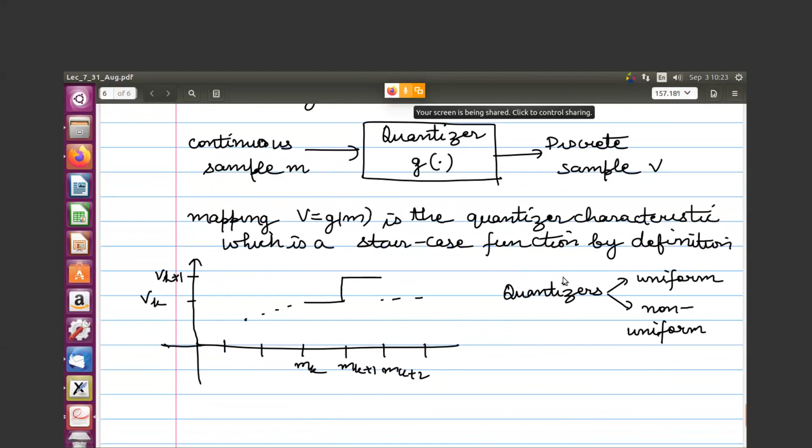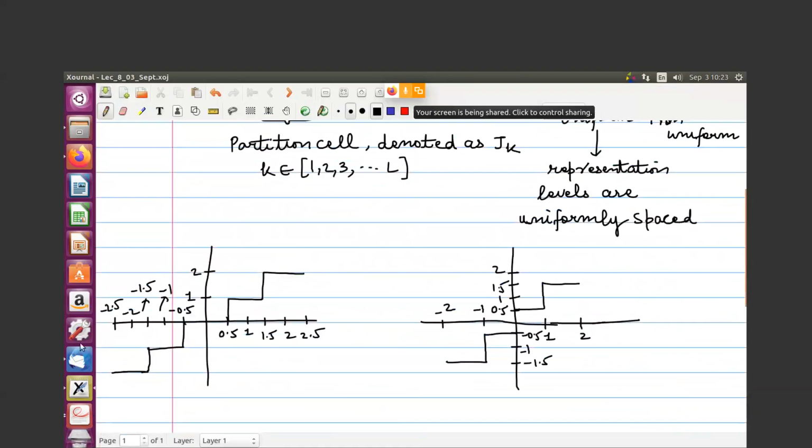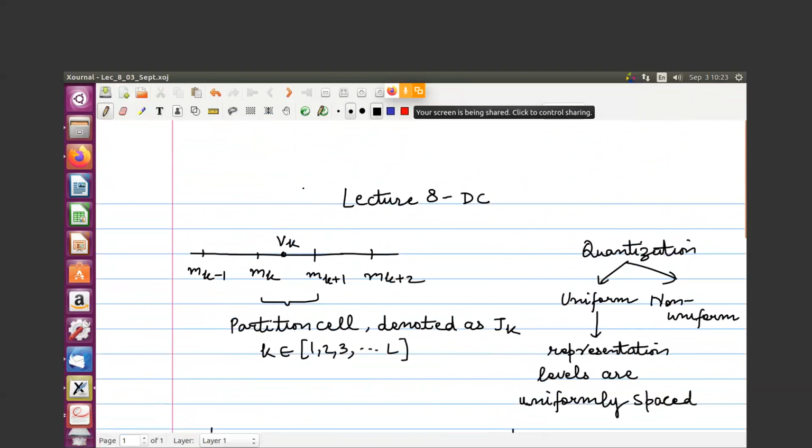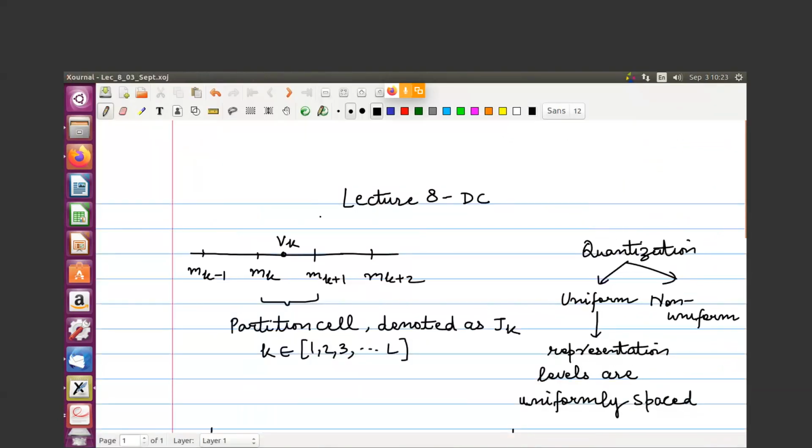Then I introduced the point that quantizers are of two types, that is uniform and non-uniform. I think at that point we left, so today we'll start from the same place. Just before the start of the lecture, in order to reduce the wastage of time in drawing, I had drawn something.